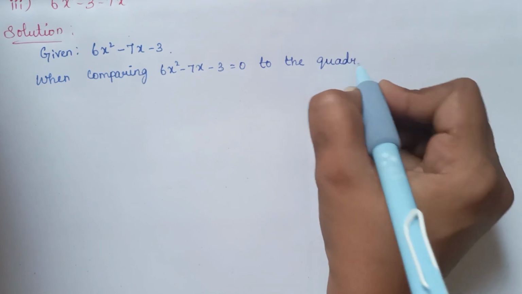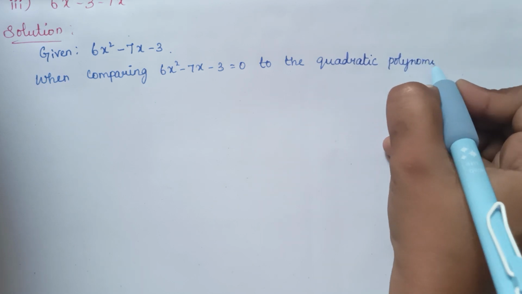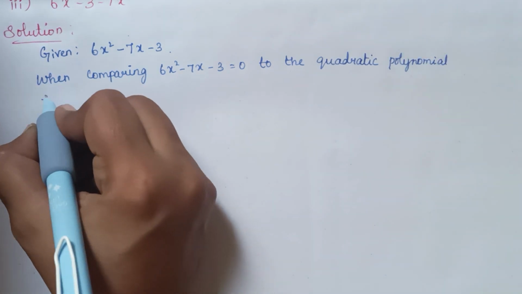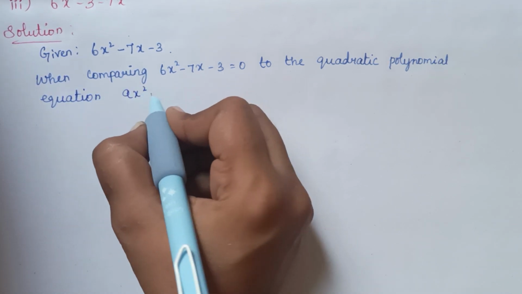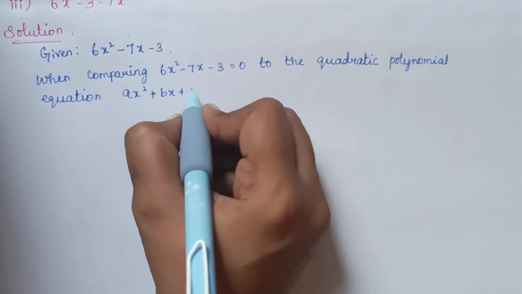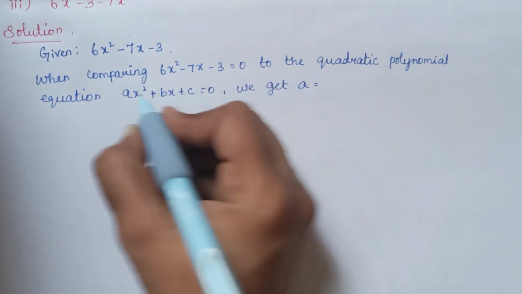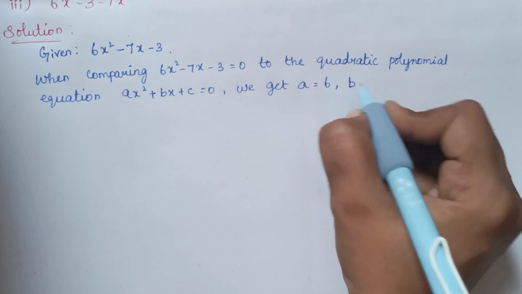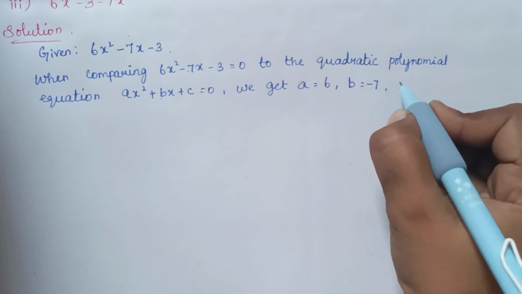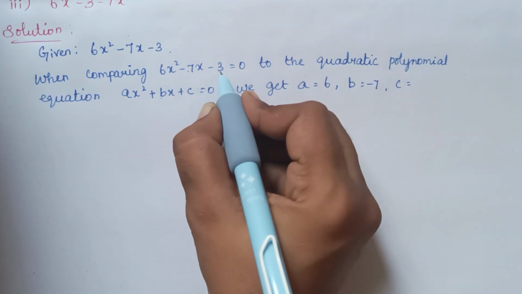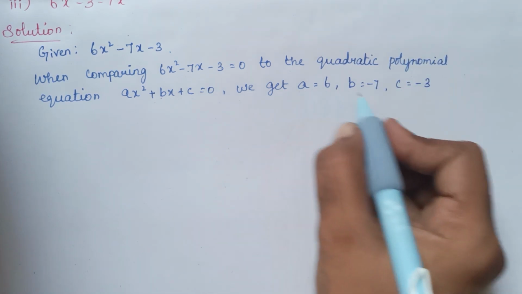to the quadratic polynomial equation, ax square plus bx plus c is equal to 0, we get a is equal to 6, b is equal to, so what is the coefficient of x? Minus 7, and then c is equal to the constant term, which is minus 3. Okay, so we found a, b, c values.